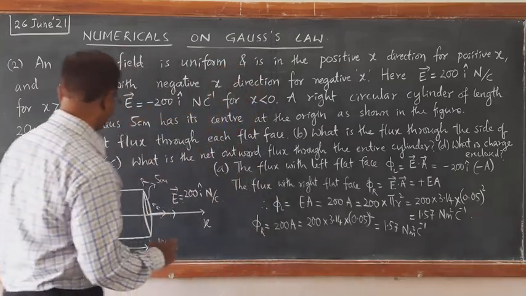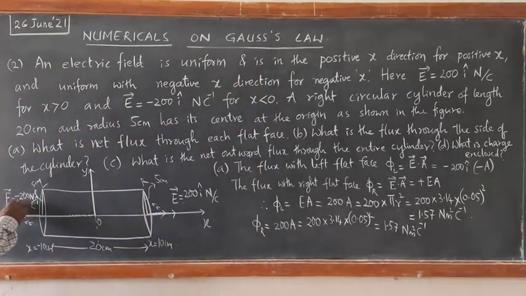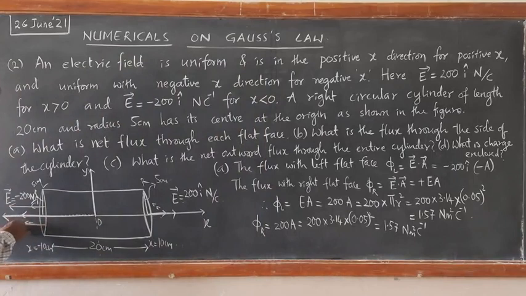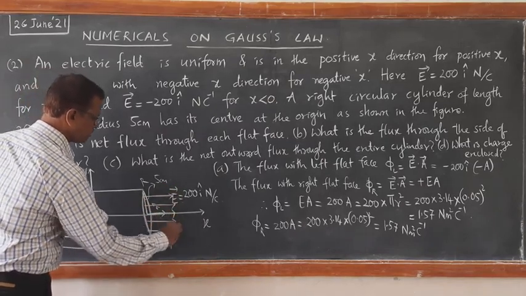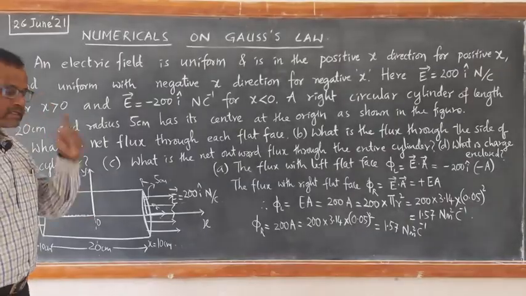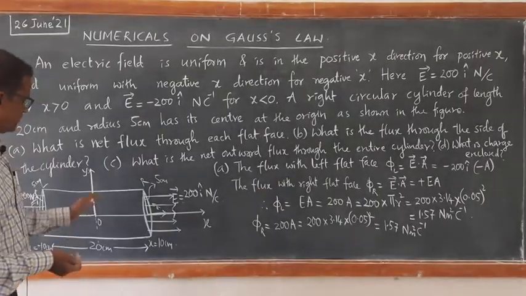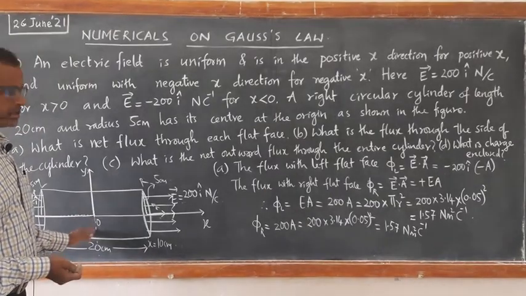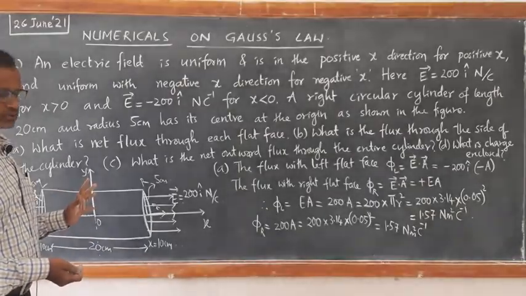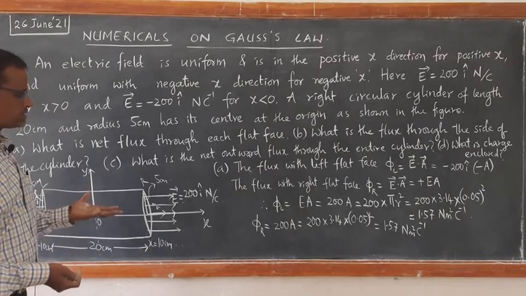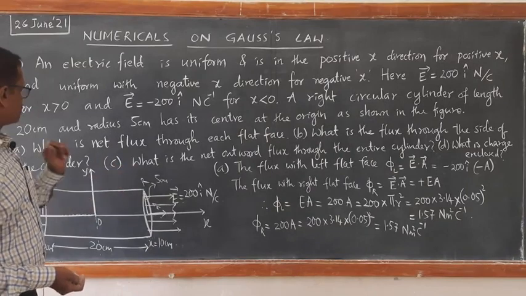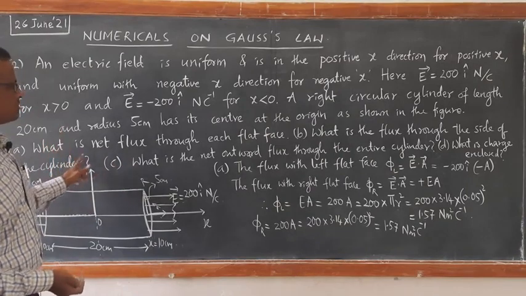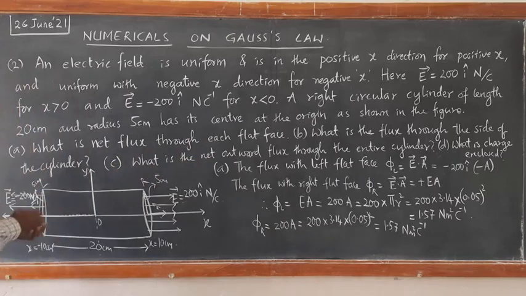It means when you look at the diagram, the flux is outward here also, the flux is outward here also. So, when there is outward flux, you can assume that there should be positive charge enclosed by the cylinder. Now, that is the third question: what is the total flux? Okay. Now, the second question is, what is the flux through the side of the cylinder?